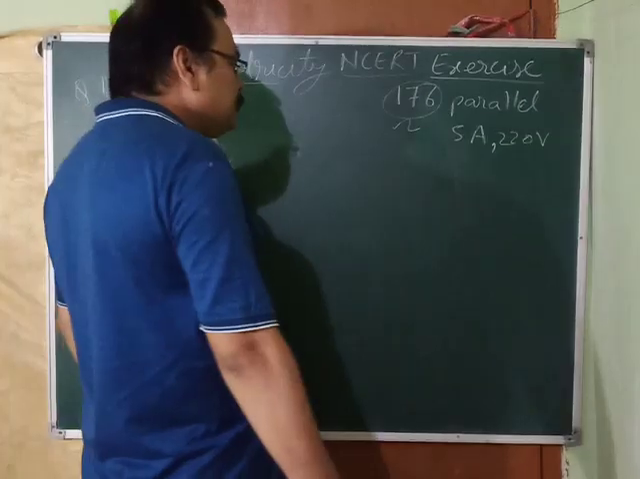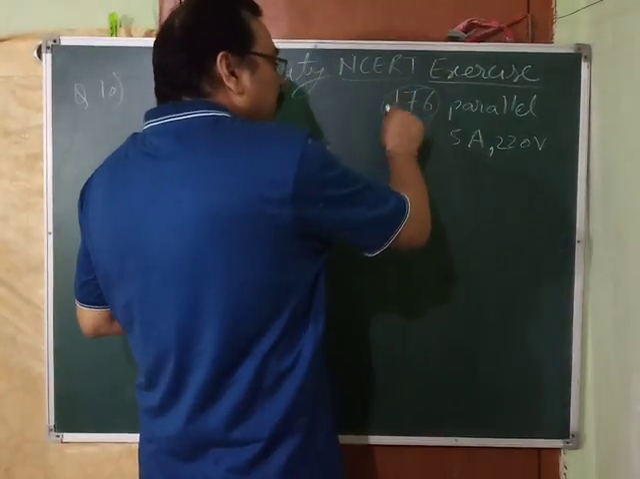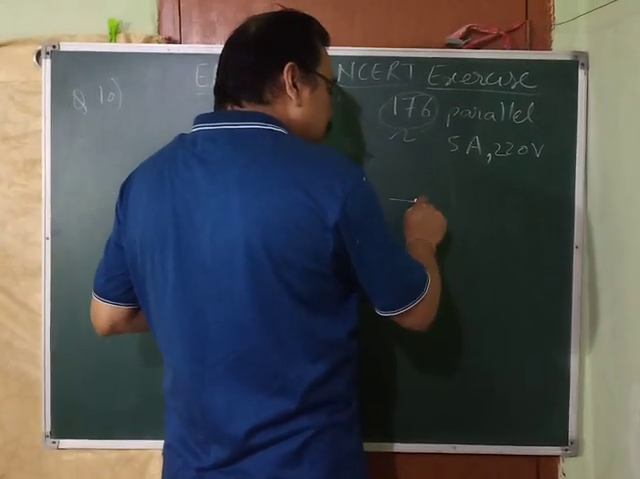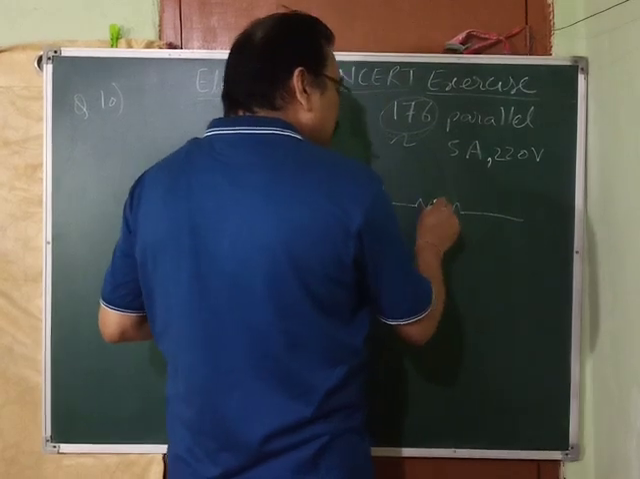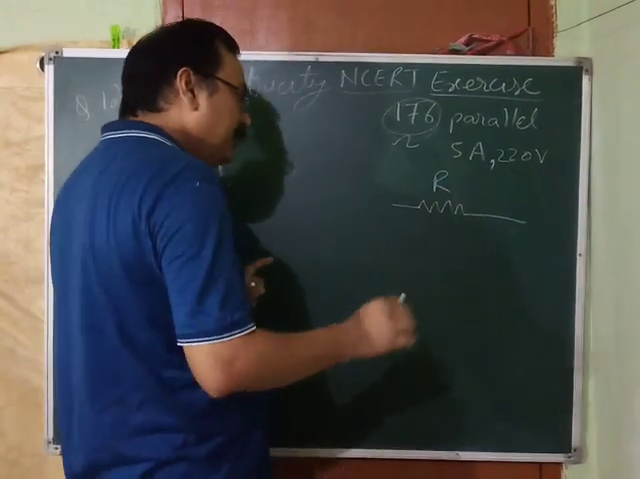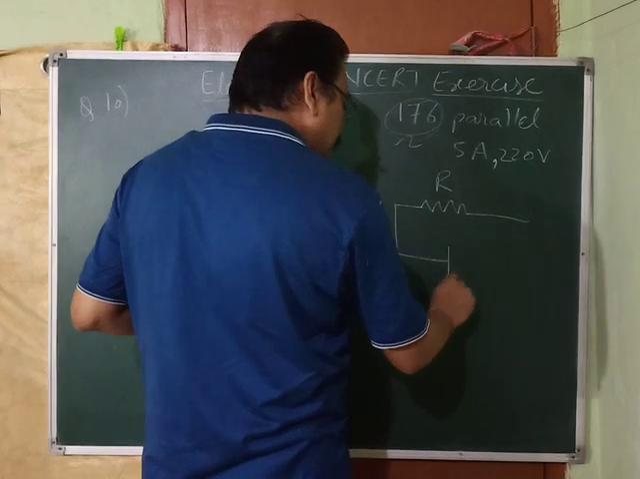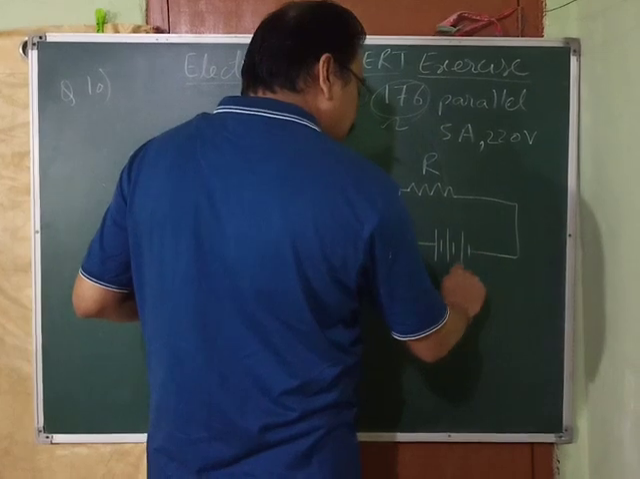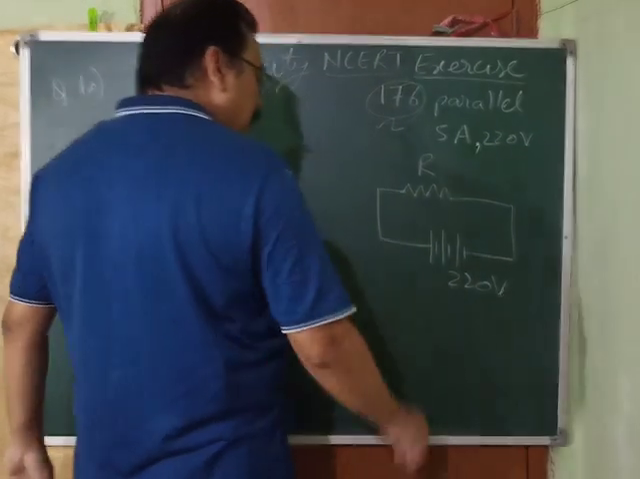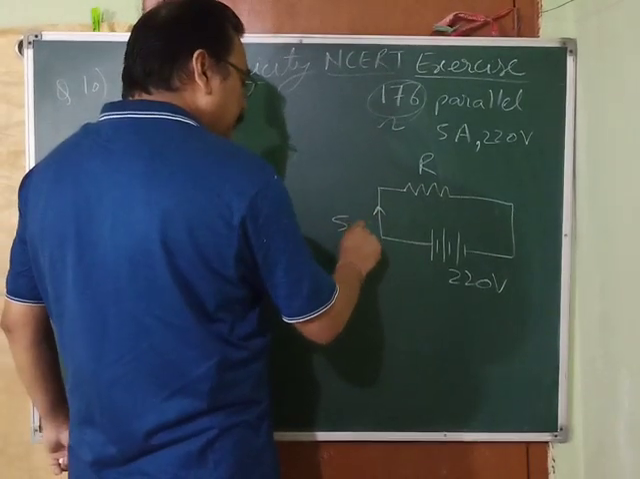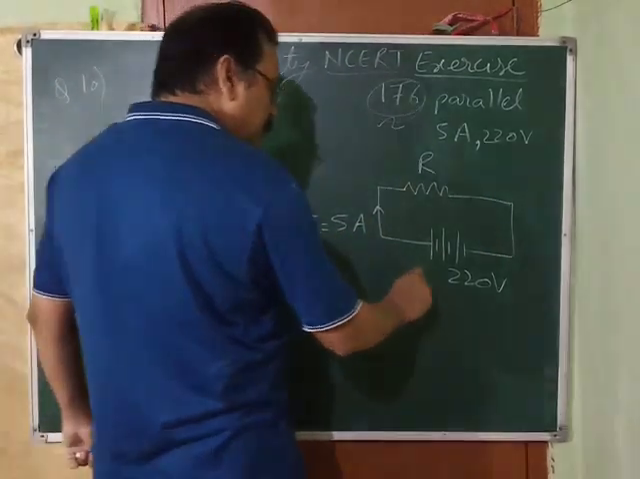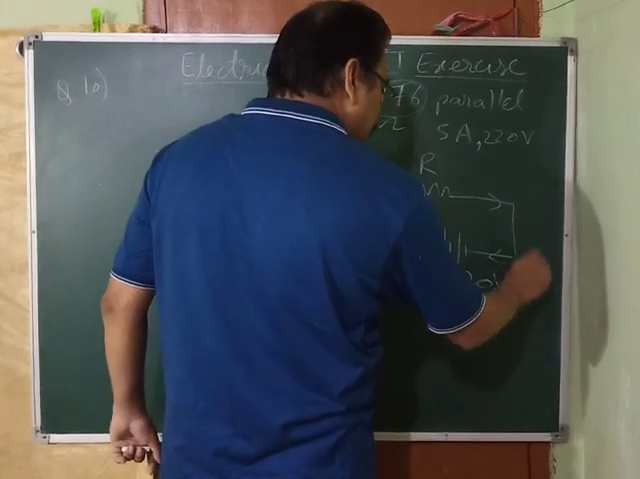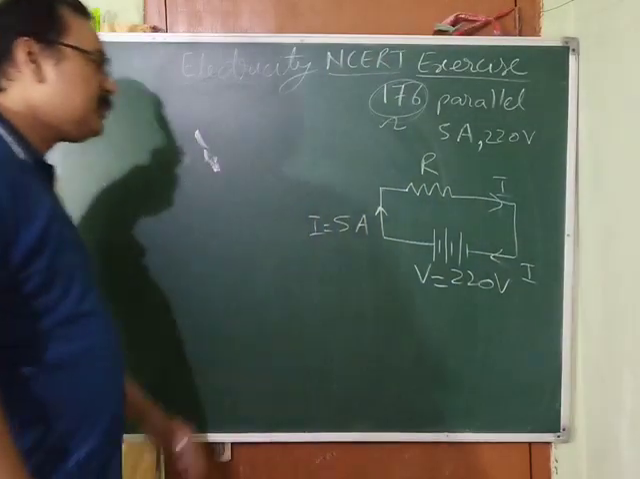Now see, we have to find out the total. Suppose all the resistances which are connected in parallel have an equivalent resistance R. They are connected with a 220 volt battery, and the current flowing is 5 ampere. I is equal to 5 ampere, and the potential difference is 220 volt. This is the scenario.